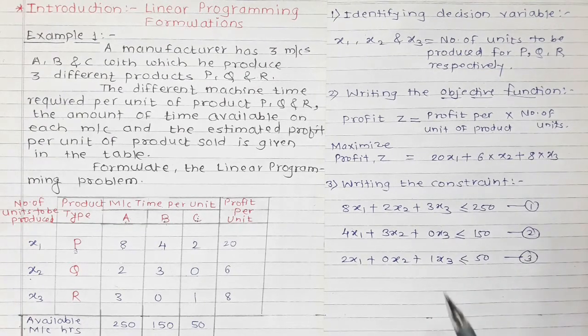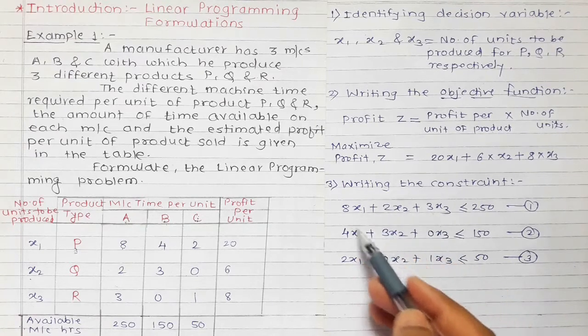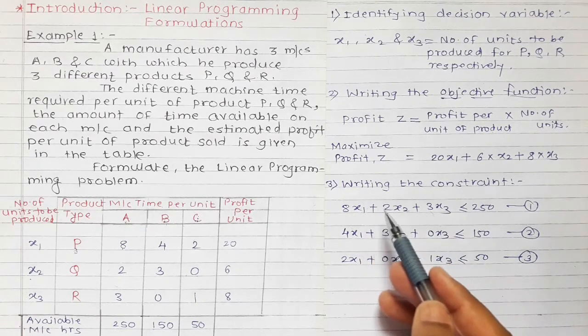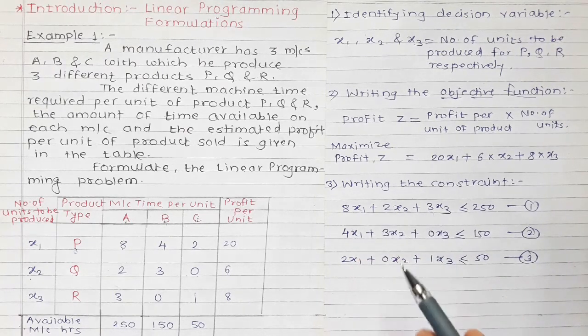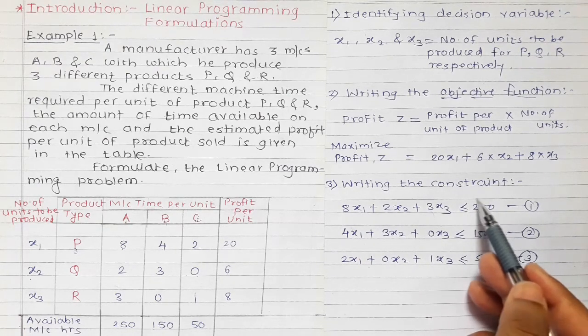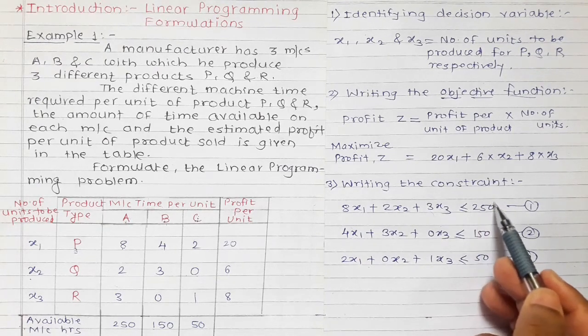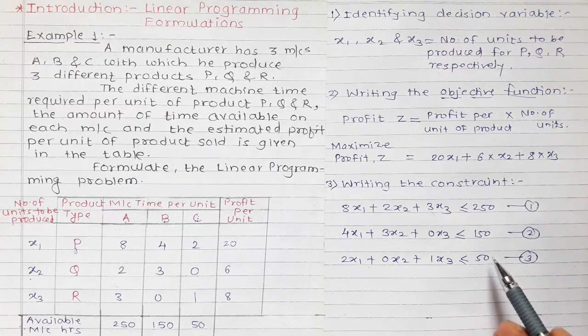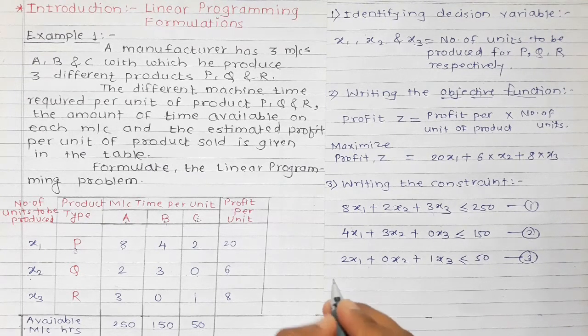In these equations, the LHS shows the total time required for product P, product Q and product R for each machine. This is for machine A, this is for machine B and this is for machine C. And the RHS shows the total time for which machine A is available, the total time for which machine B is available and the total time for which machine C is available. So this is step number 3, that is writing the constraints.